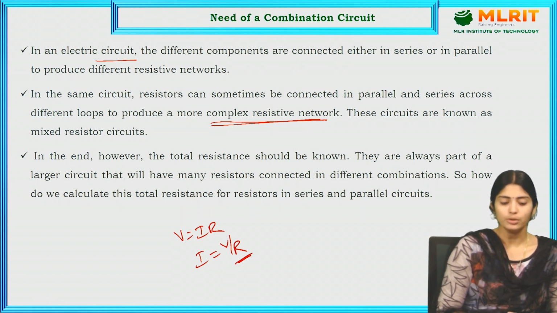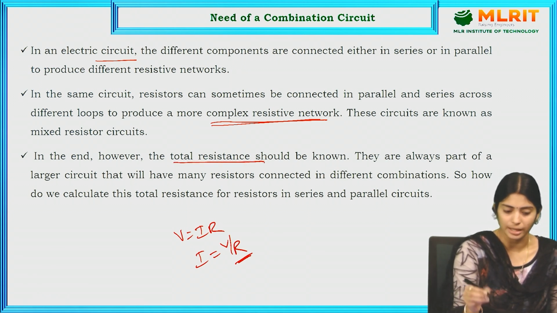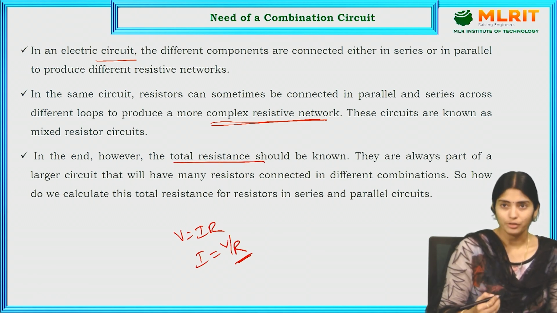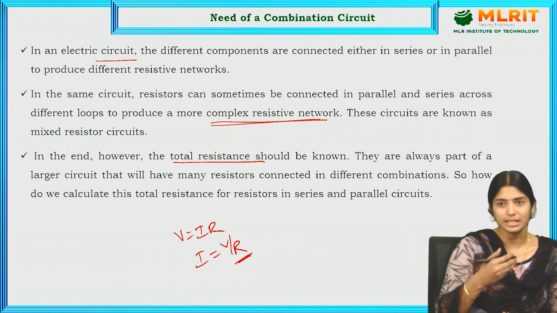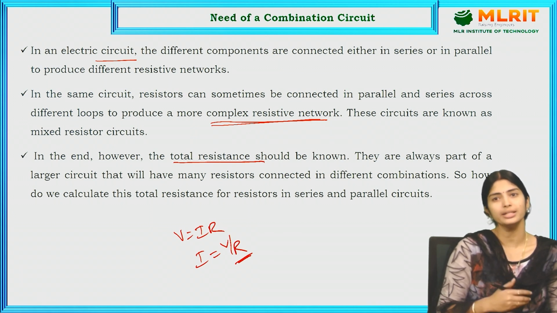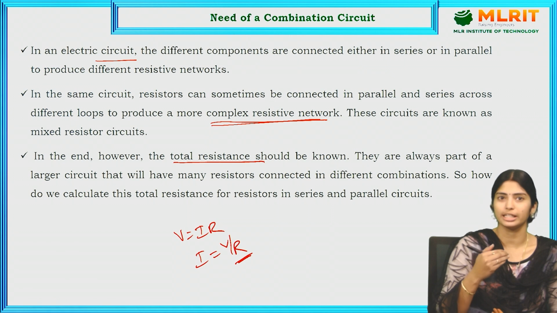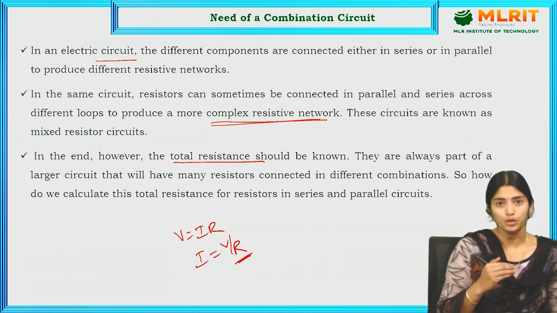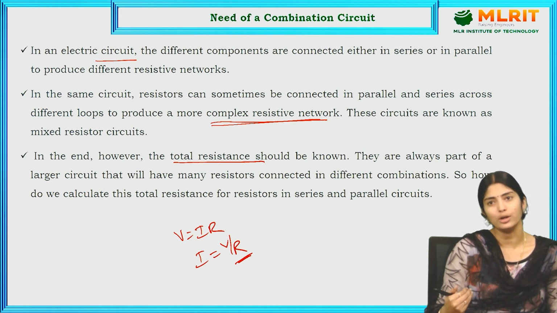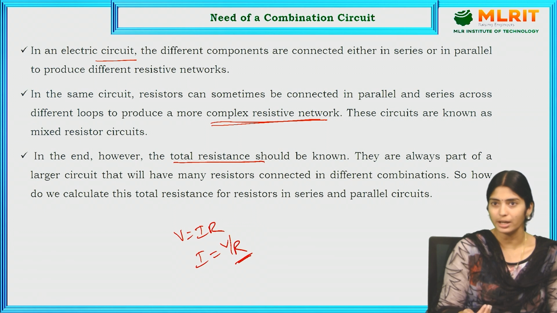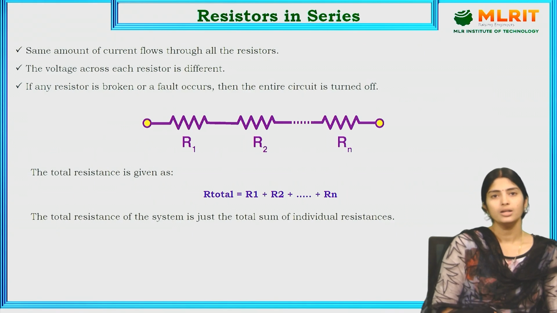For that, we have to find out the total value of the resistance. In order to find the total value of resistance, calculation of the resistances is very important. Whether it is connected in series or in parallel, we have to reduce it and find the value of the equivalent resistance. For that sake, we are going to derive the values for resistors connected in series as well as resistors connected in parallel. Now let us see resistors connected in series.